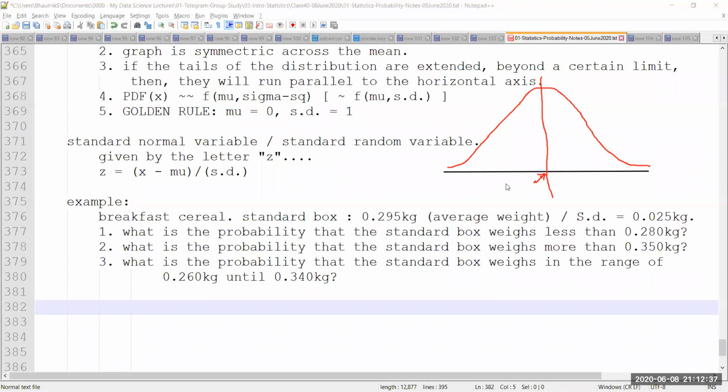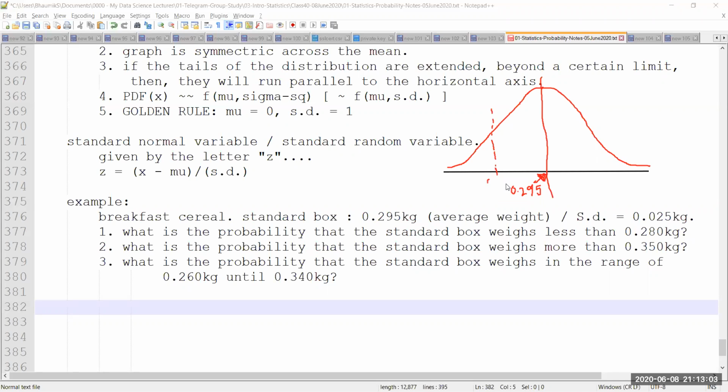How do I find the value of this? This is already given to me in the question itself. Question number 1 says this value is equal to 0.295. With the speed that I'm drawing, I think I will only be able to solve the first question, but let's see how we can go. So this is the mean, right? Now what is 0.280? Somewhere here. Let's say it is just a small assumption that it is somewhere here.